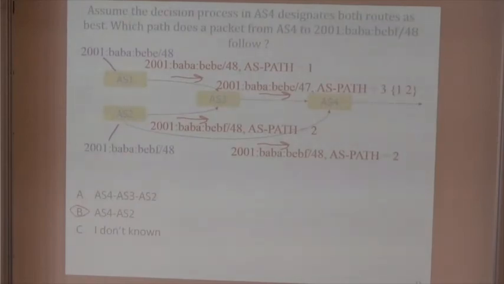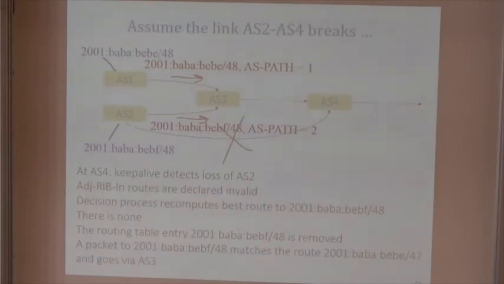Or not. Here there was no aggregation inside AS4. Not aggregating means we can preserve the specific paths here. But what will happen if this link breaks, the connection from AS2 to AS4? We can analyze using the pieces we've seen so far. If the link breaks, so the connection between the two is broken, the keepalive or the hello mechanism of BGP will detect that this adjacency is lost.